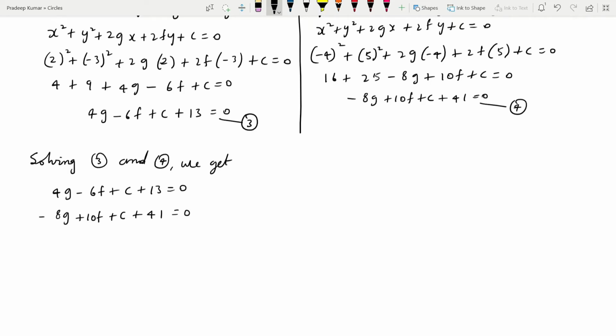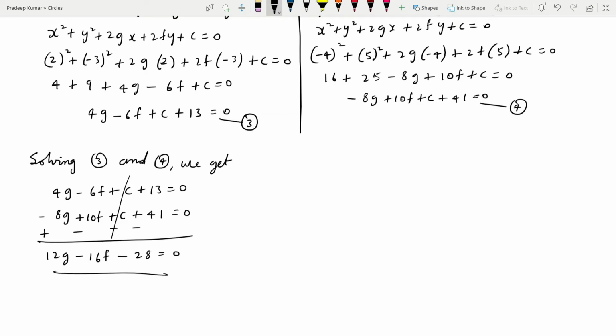So let's change the signs. So this is minus, this is plus, this is minus, minus, minus. Okay, so plus c minus c get cancelled. So we'll just write the remaining elements. 4 plus 8, so that is 12g. This is -6 - 10, so that is -16f. And this is 13 - 41. So we'll be getting this as -28 = 0.